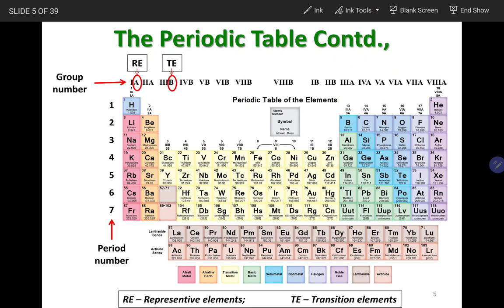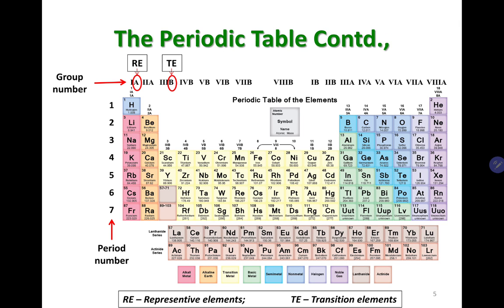And period numbers are numbered very easily by using Arabic numbers. These right here are your period numbers, or horizontal rows. They are numbered using Arabic numerals. So what is the significance of using the letter A or B in the group number? What do you think about it? What do you know about it? Why do we need this?